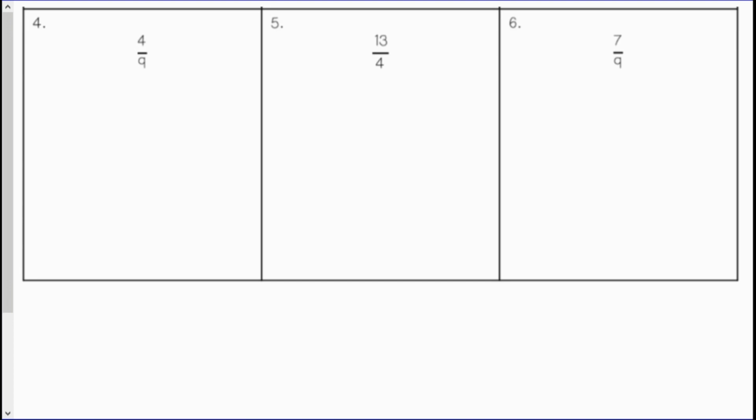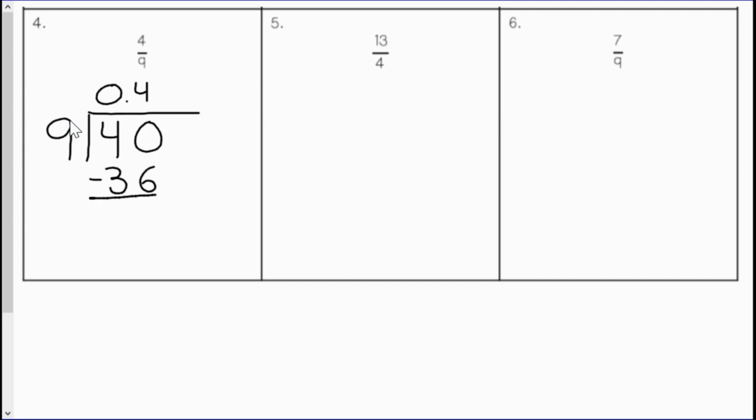Looking at number 4, we have 4/9. So 9 is my divisor, and 4 is my dividend. So my 9 will go outside my long division bar, my 4 will go on the inside. Notice 9 does not go into 4, so I can carry my 0 into the ones place and have my decimal point. And now I can add a 0. 9 goes into 40 4 times, which would give me 36. 40 minus 36 is 4.